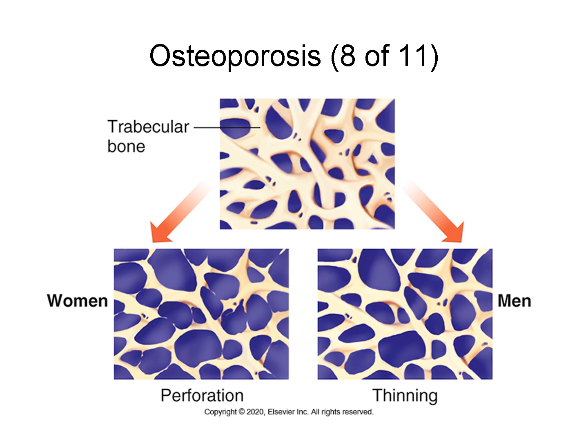Advanced cases often present with vertebral fractures, height loss, and spinal curvature. These structural changes can impair respiratory function and mobility. Pain may be chronic and impact quality of life. Regular monitoring with imaging helps track progression.